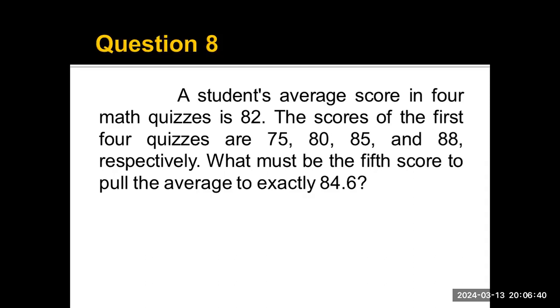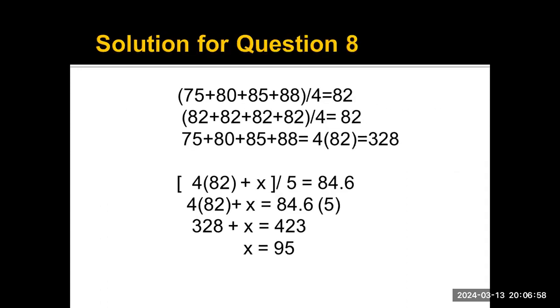Question 8. A student's average score in 4 math quizzes is 82. Scores of the first 4 quizzes are 75, 80, 85, and 88, respectively. What must be the fifth score to pull the average to exactly 84.6? So this is my solution. The first 4 scores, 75, 80, 85, and 88, when averaged, give a result of 82.